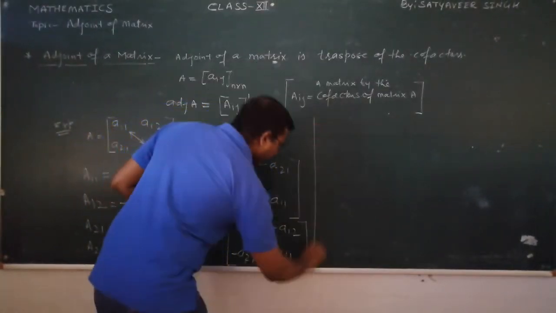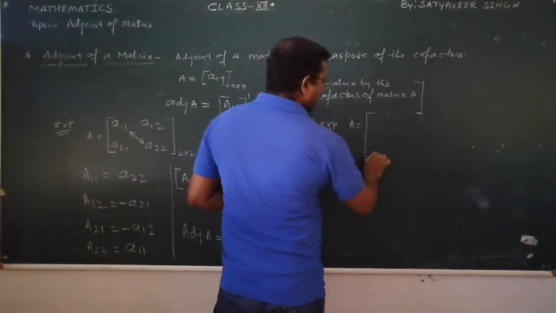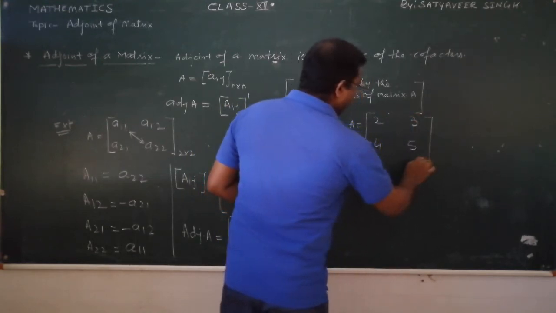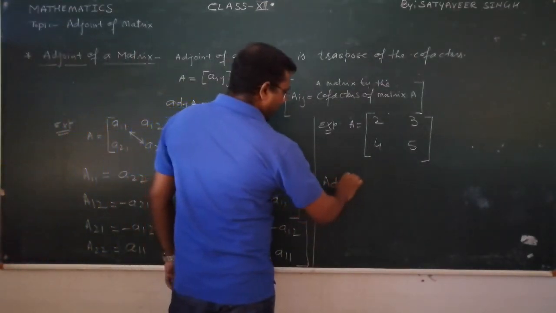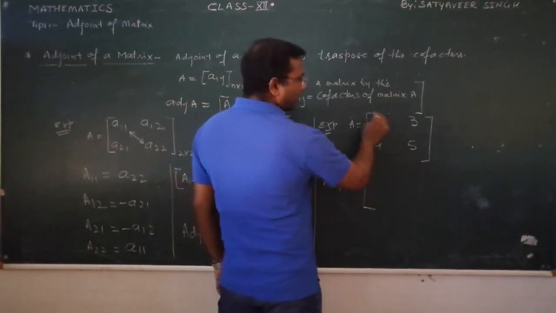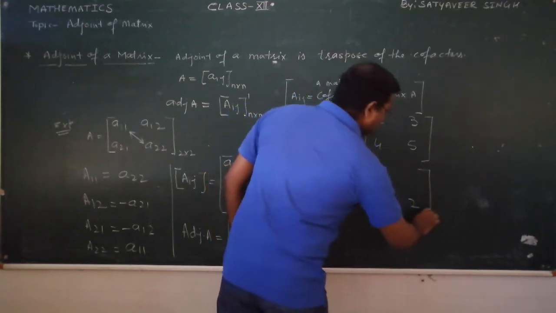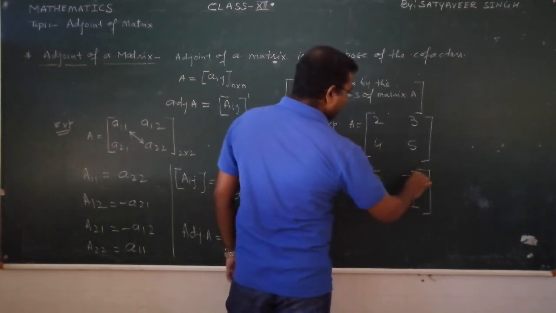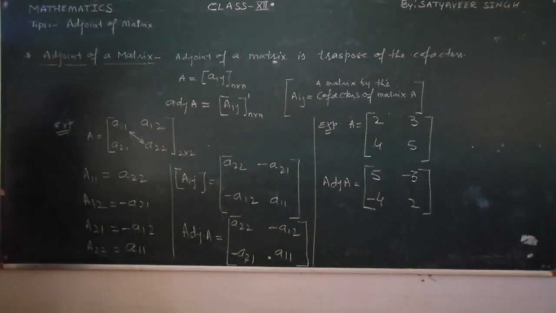Example, numerical example. Now see, it is very simple. If the matrix is 2, 3, 4, 5, we want to find the adjoint of this by the shortcut. We can write adjoint A is: these two we will interchange, so it is 5, this is 2, and the sign of these two elements we will change. It is minus 3 and this is minus 4. So this is the shortcut method of finding the adjoint of a 2 by 2 matrix.